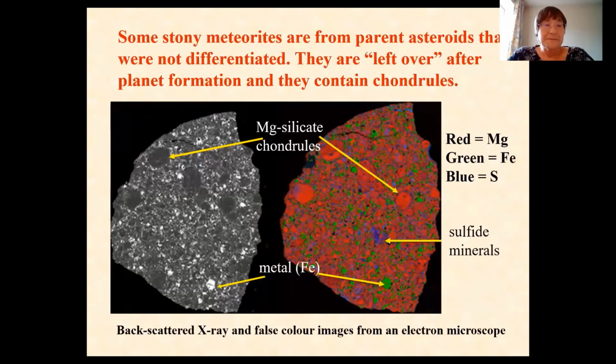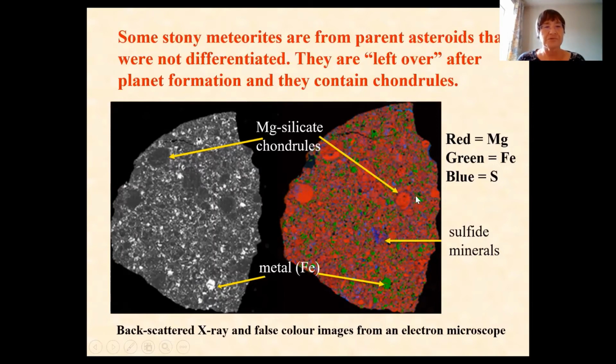Now, one of the ways in which we study meteorites is to take them to our electron microscope. And this is a picture of a couple of stony meteorites, or the same stony meteorite, but shown in two different ways. Now, stony meteorites are often left over from parent asteroids that did not do this melting thing. They were not differentiated. They're left over after planet formation. They were never involved in forming any kind of planet, or they did form asteroids, but they're quite late in accreting.